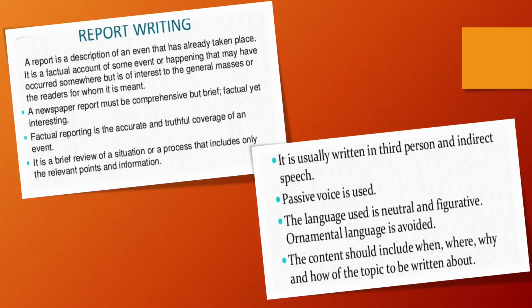Just like nowadays, the election campaigns are going on, the vaccination camps are going on. So, whatever we have seen, we are writing the report of that. A newspaper report must be comprehensive but brief, factual yet interesting, because the words are counted. So that is why the newspaper report should be comprehensive. Factual reporting is the accurate and truthful coverage of an event. It is a brief review of a situation or a process that includes only the relevant points and information.